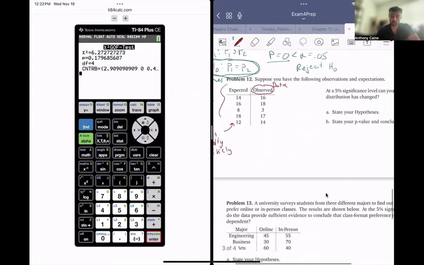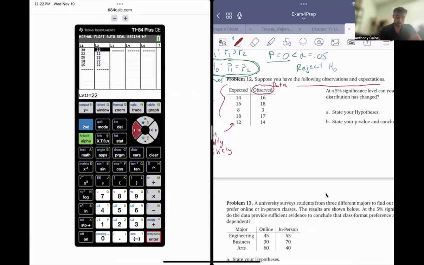Let's take a look at problem 12. So suppose you have the following observations and expectations. Let's put this in the calculator. So what do we observe? 16, 18, 3, 17, 14. So technically, it has to do with our expectations. I'll say it as I enter it.